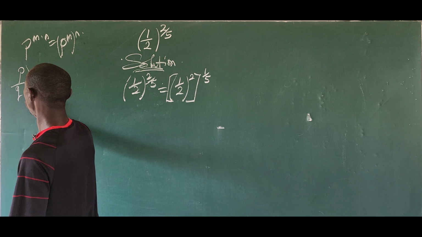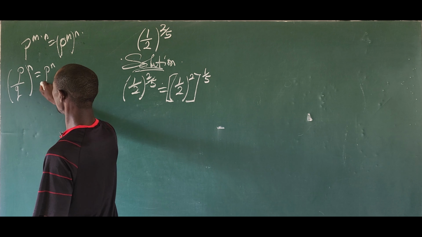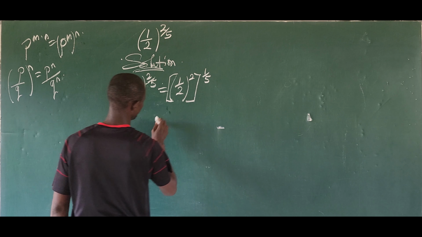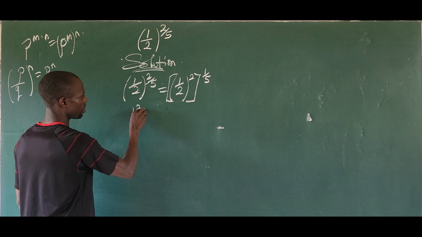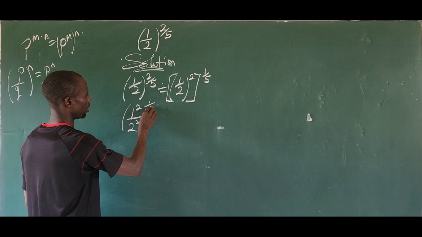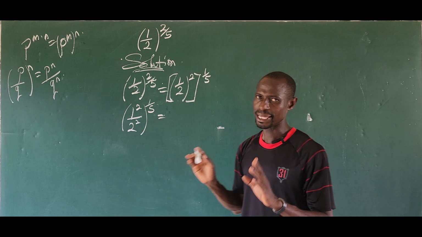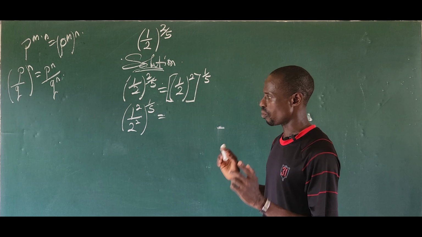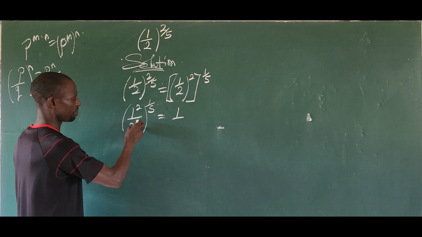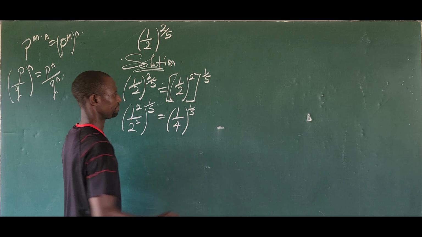Apply the simple law of indices, which says that if you have p over q all raised to the power of n, this is equal to p to the power of n over q to the power of n. So with that, we're going to have 1 to the power of 2 over 2 to the power of 2, all raised to the power of 1/5. We know for sure that 1 to the power of anything will give us 1, so 1 to the power of 2 will give us 1. So we'll have 1 over 2 to the power of 2, which is 4, all raised to the power of 1/5.